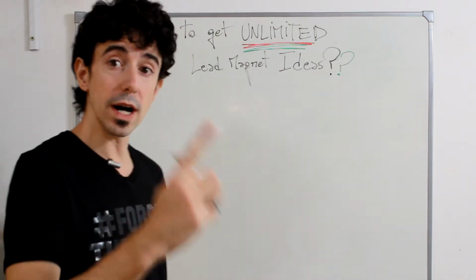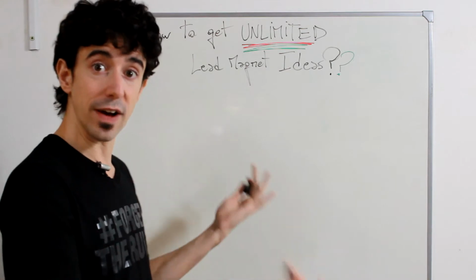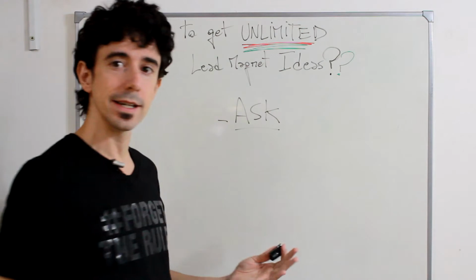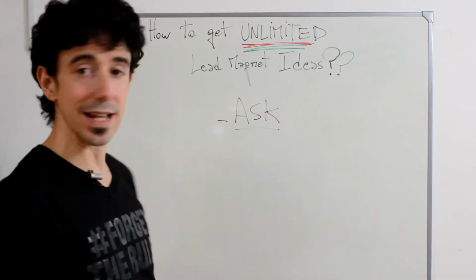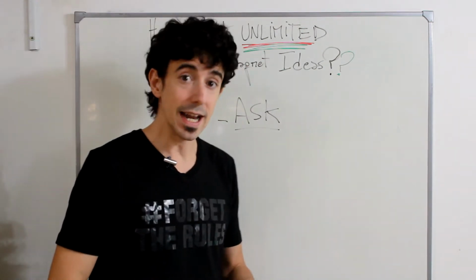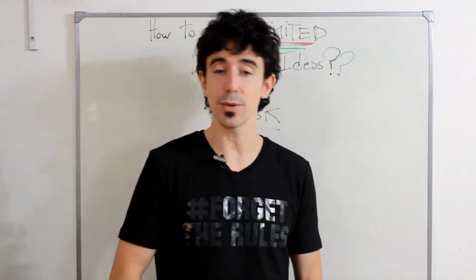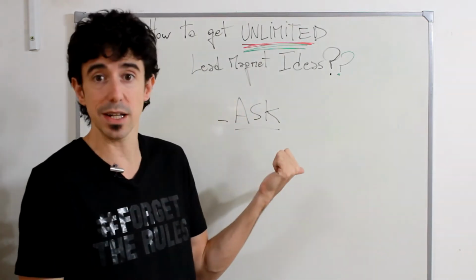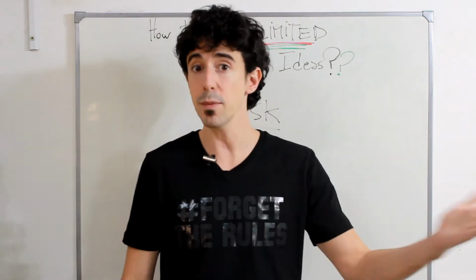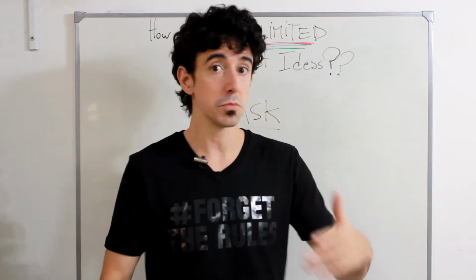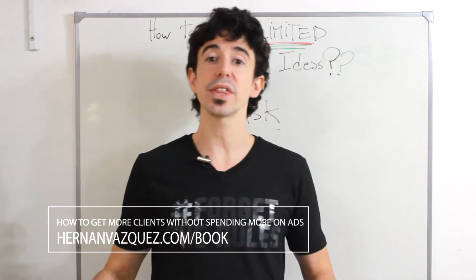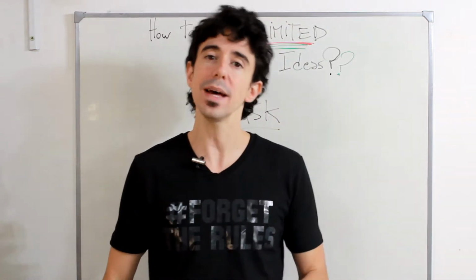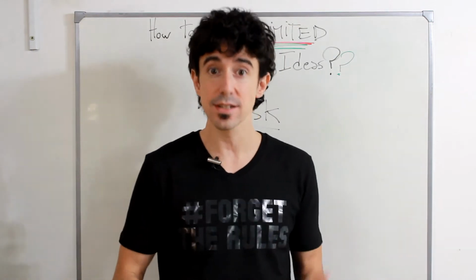So the number one way that you can use to find unlimited lead magnet ideas is the good old ask way, which basically means that you need to ask your audience what they're struggling with. Now, if you already have some subscribers, you can just send them an email saying, hey, what's your number one challenge when it comes to whatever your niche is? I learned that method from Hernan Vazquez with his book Ask, which is really good, and I really recommend it. And the number one question he would ask is basically that.